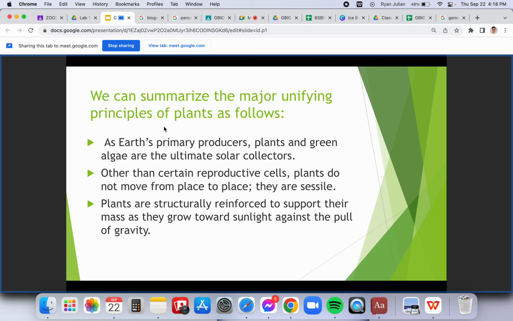That is the main distinction between plants and animals. Plants can produce their own food via photosynthesis, while animals do not have that capability. That is why plants are labeled as the ultimate solar collectors, because of photosynthesis. Okay, second one, other than certain reproductive cells, plants do not move from place to place. Hence, they are sessile. So when we say sessile, they don't have the capability to transfer from one place to another, which is very contrary to animals.